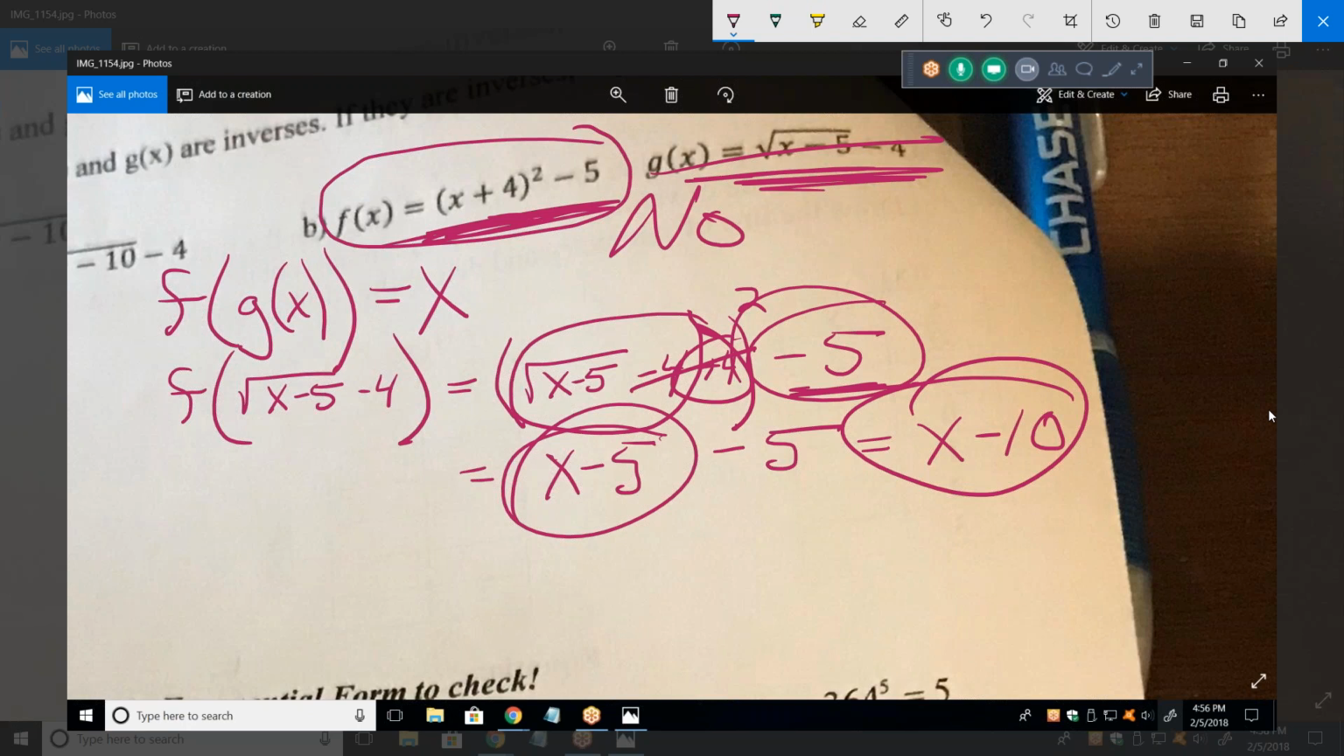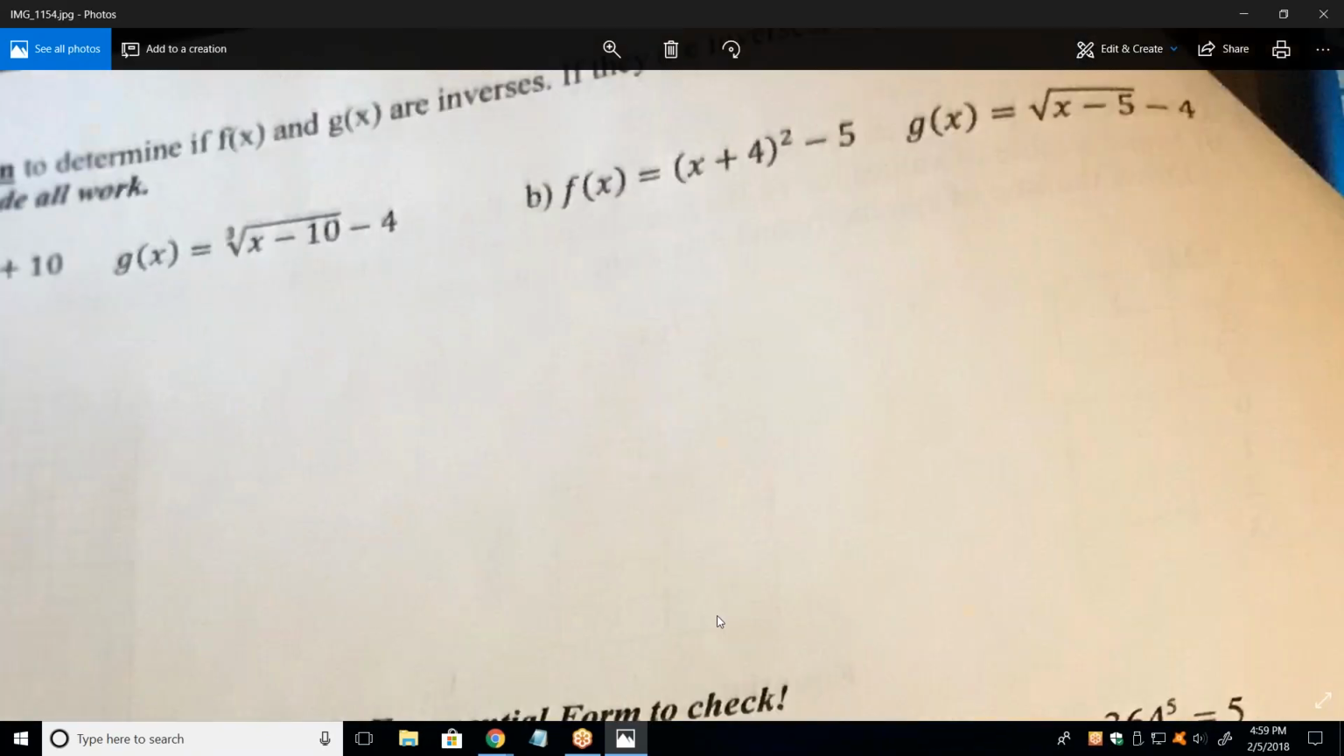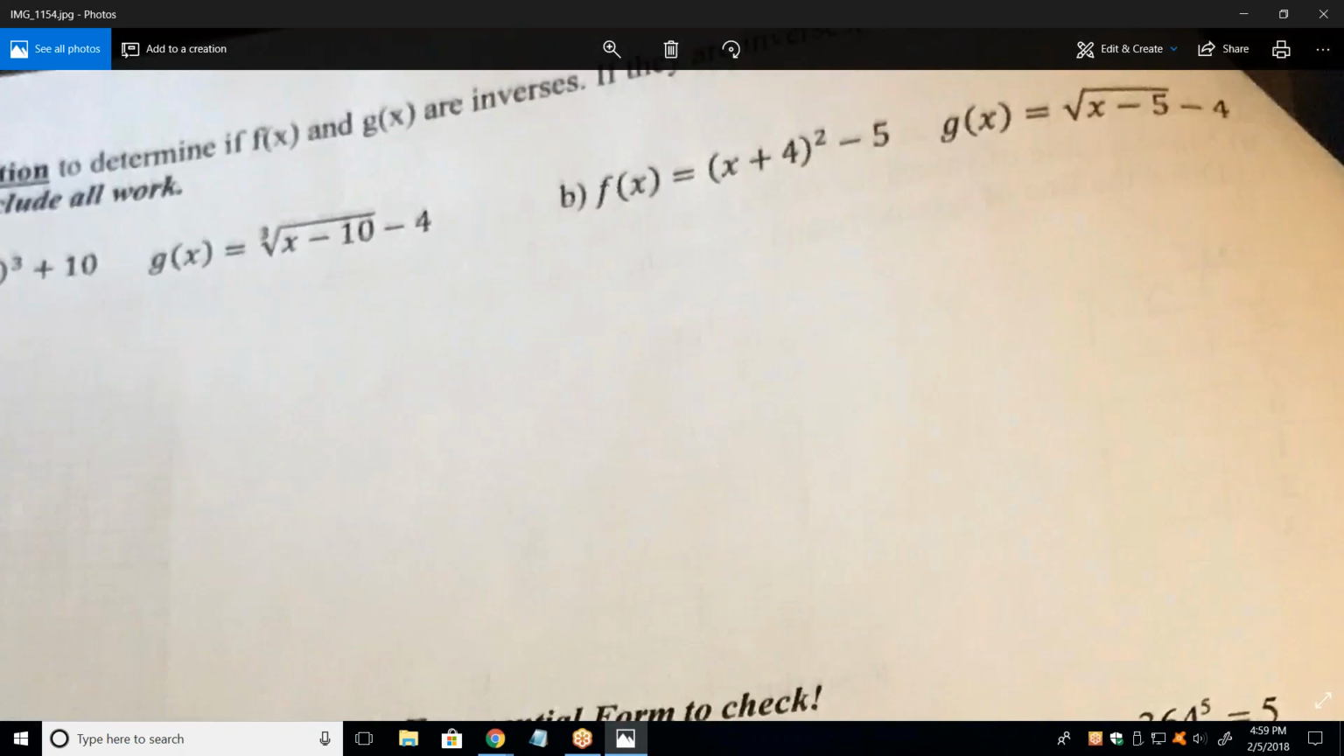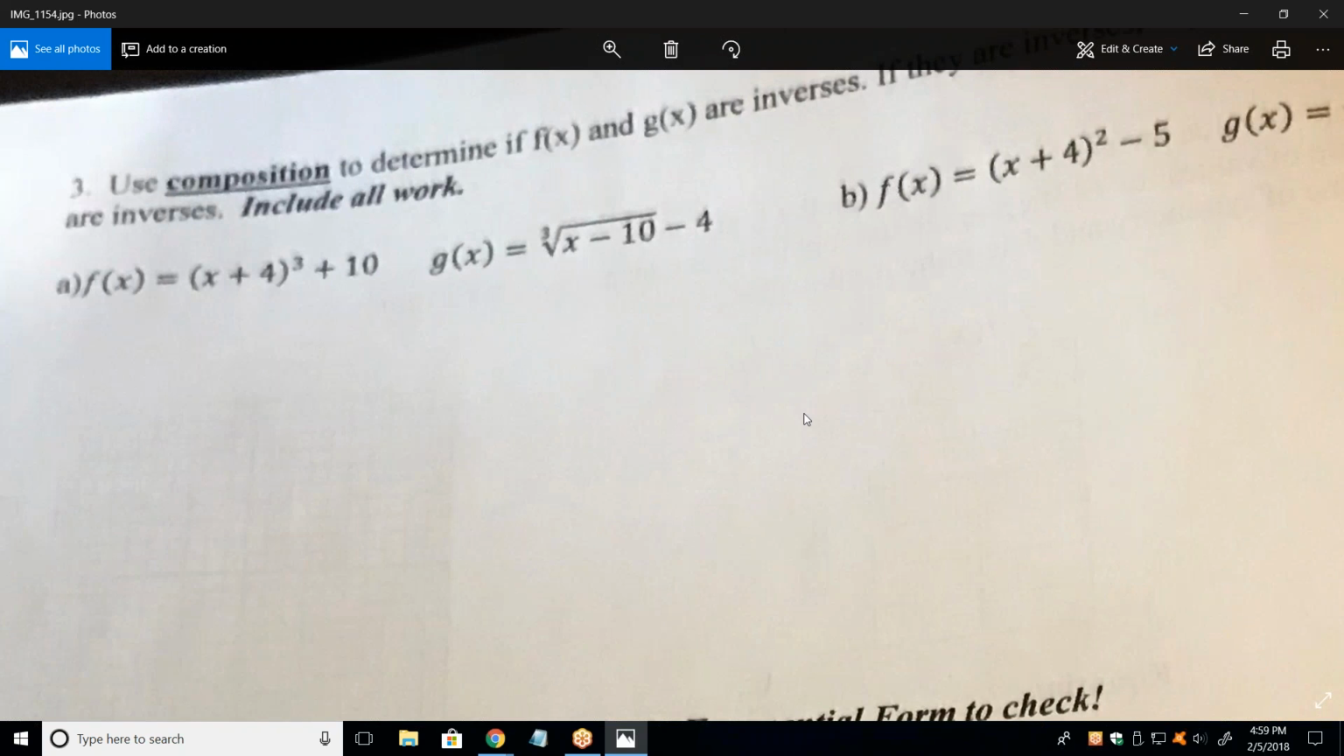So after you get no, do you have to keep going on the problem? No. The question said, use composition to determine if they're inverses. Well, we did, and they weren't. So would you just write no, they are not inverses? Yep. On A, yes, they are. But the thing that's really going to tell it is when you get down to the bottom of B, and you've got f of g of x is equal to x minus 10. Now you can put a big NO below that.